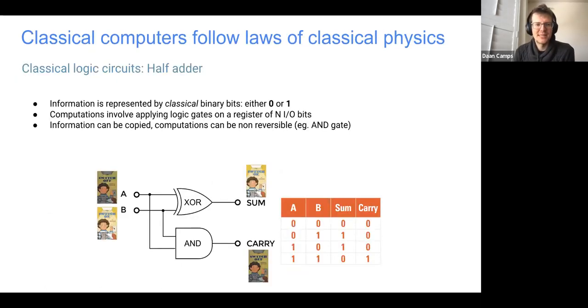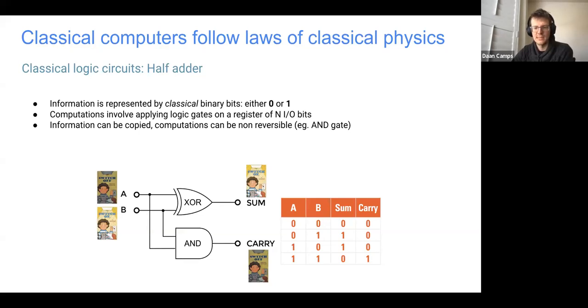So now we wanted to show an example of a very simple logic circuit, a half adder. We first showed a classical circuit, which you're probably familiar with. In this case, we're back to using regular bits, which are either 0 or 1, and we use regular logic gates like exclusive OR and AND gates. These can do some things that are not possible quantumly. They can just copy the state of a bit, and they can apply non-reversible gates, like the AND gate, which is not possible to do on a quantum computer. So this is how the circuit looks classically.